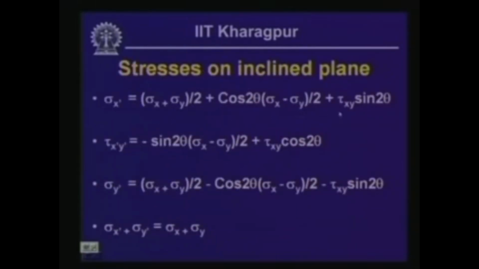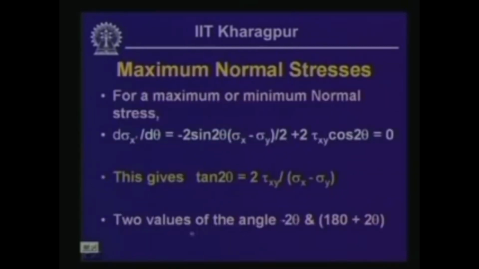Hence, these are the stresses which we have just now derived, that sigma x dash is equals to sigma x plus sigma y by 2 plus sigma x minus sigma y by 2 cos 2 theta plus tau x y sin 2 theta. Tau x dash y dash is equals to minus sigma x minus sigma y by 2 sin 2 theta plus tau x y cos 2 theta, and we have seen that sigma y dash likewise is this, and if we add sigma x dash plus sigma y dash, we get that is equals to sigma x plus sigma y. Now, let us look into the position of the planes where the normal stresses are maximum.